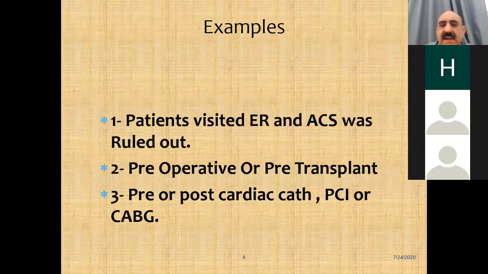So let us take examples of patients who are sent to the nuclear cardiology lab. Who are the types of patients who are sent for a nuclear cardiology test? The first type is a patient who visited the emergency room with chest pain, and his troponin or ECG workup was negative. So he was sent home, but he was requested to come back to do the nuclear cardiology test. Second is a pre-operative or pre-transplant patient.